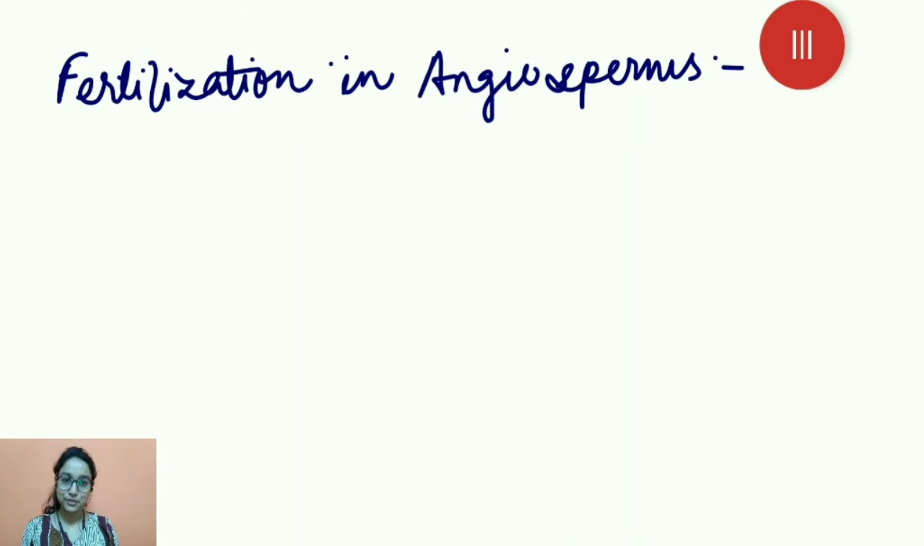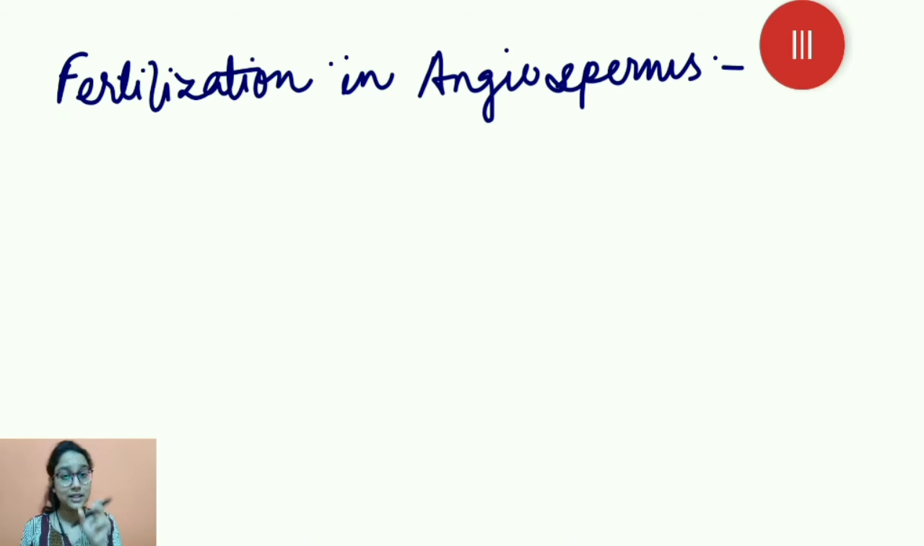Today I am going to discuss the topic: the fertilization of angiospermous plants. Basically, the fertilization process in angiospermous plants is the fusion between the male gamete and the female gamete. As we all know, the pollen grain is produced within the pollen sac of the androecium, and the egg cell is produced within the ovary of the gynoecium.